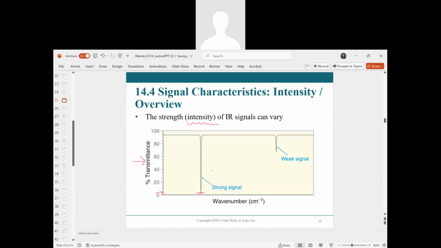So it almost goes all the way from the top down to the bottom, this first signal shown here. It does not have to be quite this intense, quite this strong to be considered a strong signal, but you can see that they are relative to one another. So this here is considered a weak signal on the right. We can see that the percent transmittance is somewhere around 70%. So this, again, we would consider a weak signal.